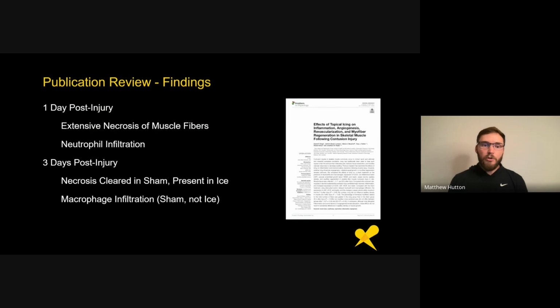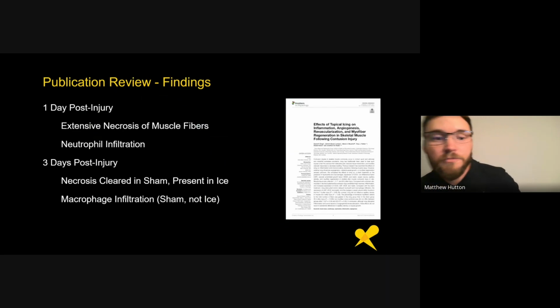What they found, so 1 day post-injury, they saw extensive necrosis of the muscle fibers. Well, no duh. You caused this massive crush injury to these poor rats. Now they have cellular dying in the muscle group that was injured. They also saw neutrophil infiltration, which was unsurprising given the timeline. This is a typical inflammatory response where the neutrophils are the first on the scene, and they are arriving in that first day.